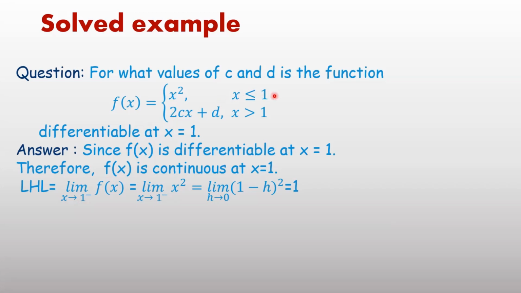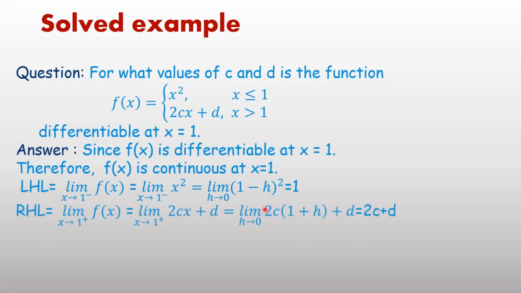If x is less than 1, then f(x) is x square. Write down x square. In place of x, write down 1 minus h. Apply the limit, and you are getting 1. Now the right hand limit, for x greater than 1.